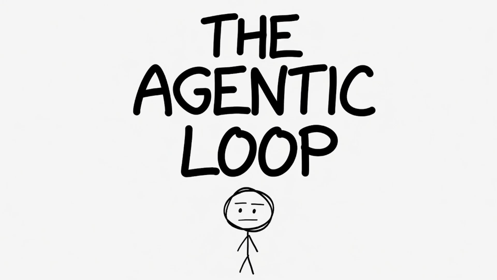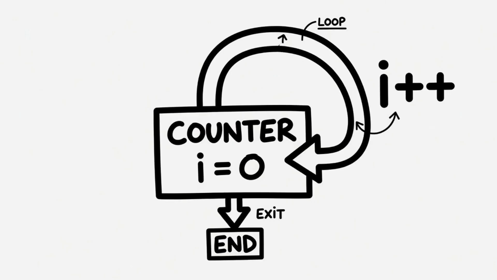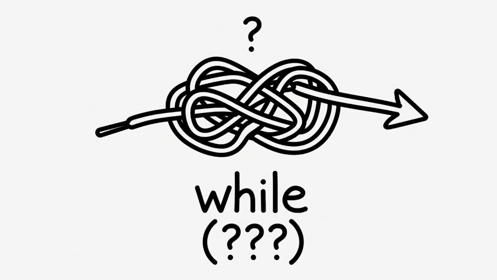Today we're explaining the agentic loop, the thing quietly running your AI tools while you pretend to supervise. First, let's kill a misconception. When people hear loop, they picture a for loop. Counter goes up, code runs, counter hits the limit, done. Boring. Predictable. Beautiful. An agentic loop is not that.